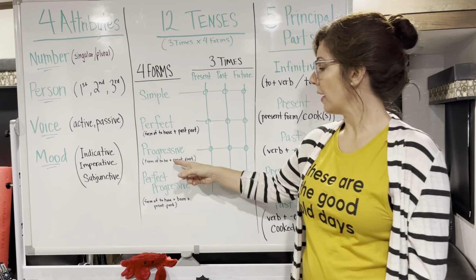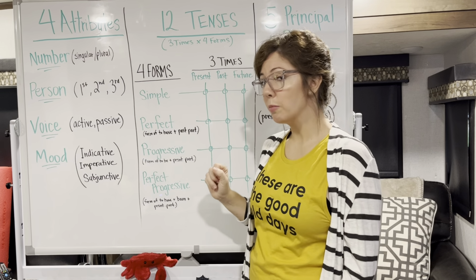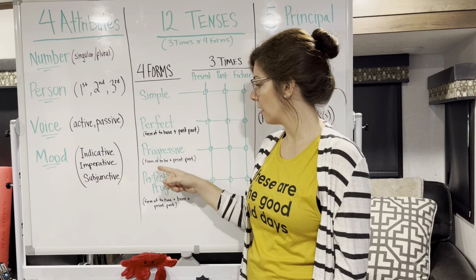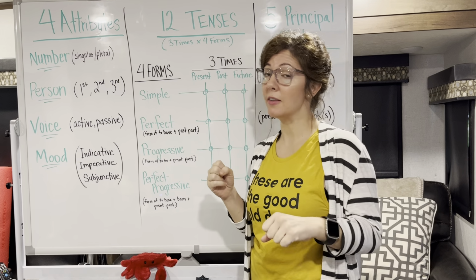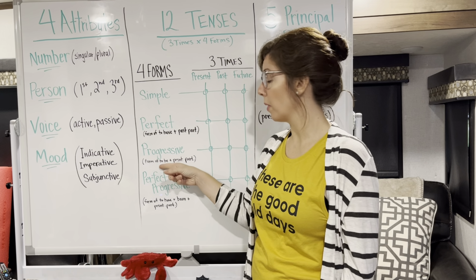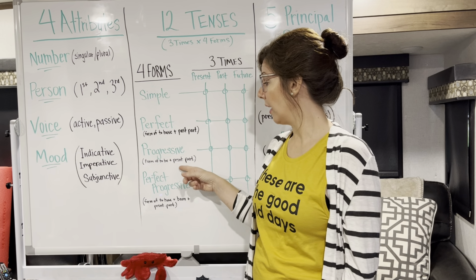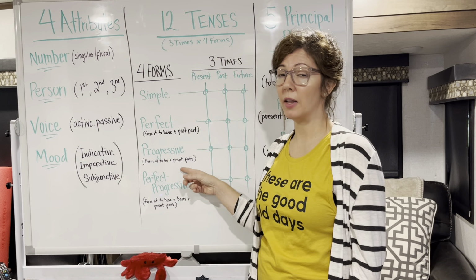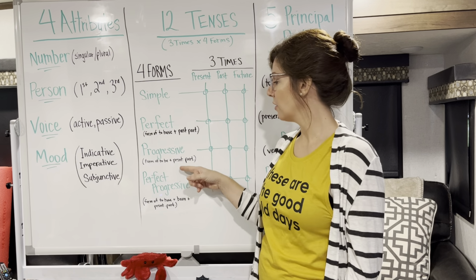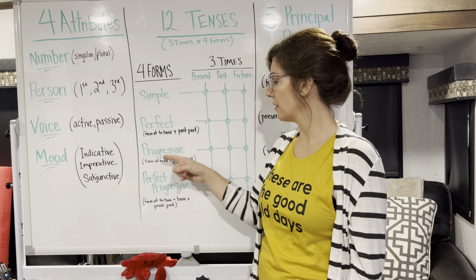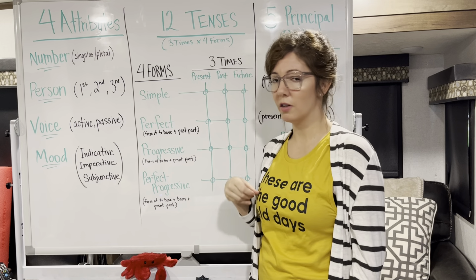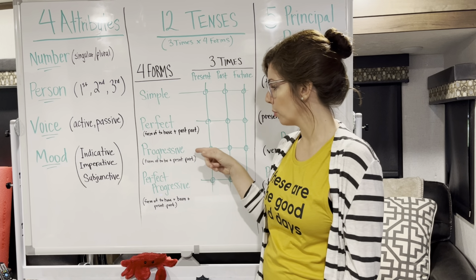Now we'll look at our progressive: a form of to be plus a present participle. So for progressive, we could say be progressive, being progressive, because we're going to need a form of to be. And our present participle is a verb plus ing. So, form of to be, plus a verb with ing, for progressive.